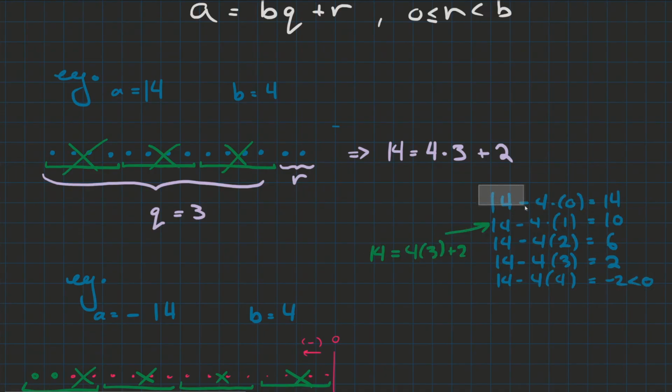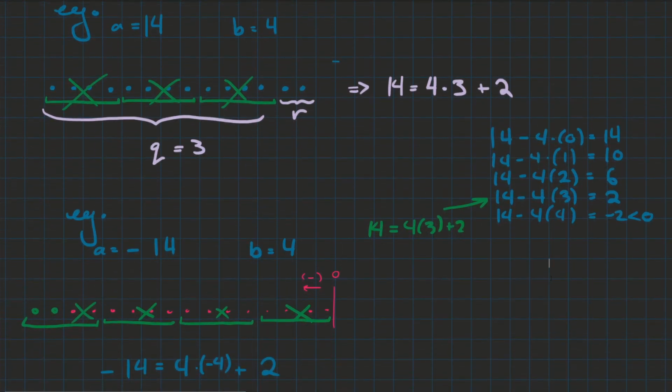Sorry, just to recap what I was saying, 14 minus 4 times 0 is 14. I keep subtracting one more value of 4. 14 minus 4 times 1, 14 minus 4 again is 6. 14 minus 4 minus 4 minus 4 is 2. Subtracting 4 once more is negative 2. I stop there, and I go back one line. And we can see that 14 minus 4 times 3 equals 2. I can rearrange it to that.